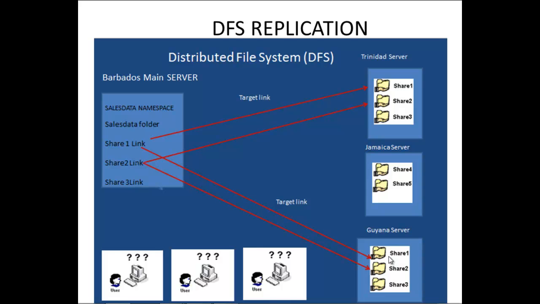enabling DFSR, distributed file system replication, to replicate only the changes. So for example, if we made changes to share 1, there are files in share 1 that we made changes to, we made insertions, we made deletions, removals, rearrangement of data. What is going to happen is only the data in the file that has been changed is going to be replicated to the share 1 folder on the Guyana server.